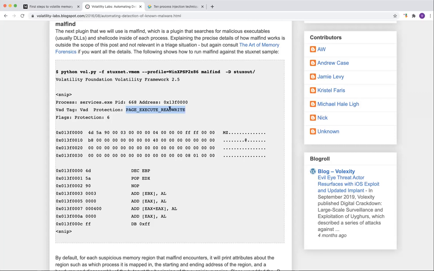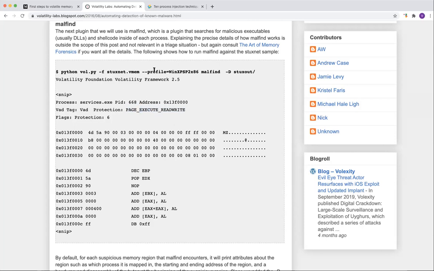So this is something like a slot. It checks all the slots, all the pages, and sees if the permission of that page is page execute, read, write. Most of the time, a page only has two things: page read and write, but it won't have the permission of execute. But when you run Malfind, it checks all the pages and sees if any of the pages has execute permission.